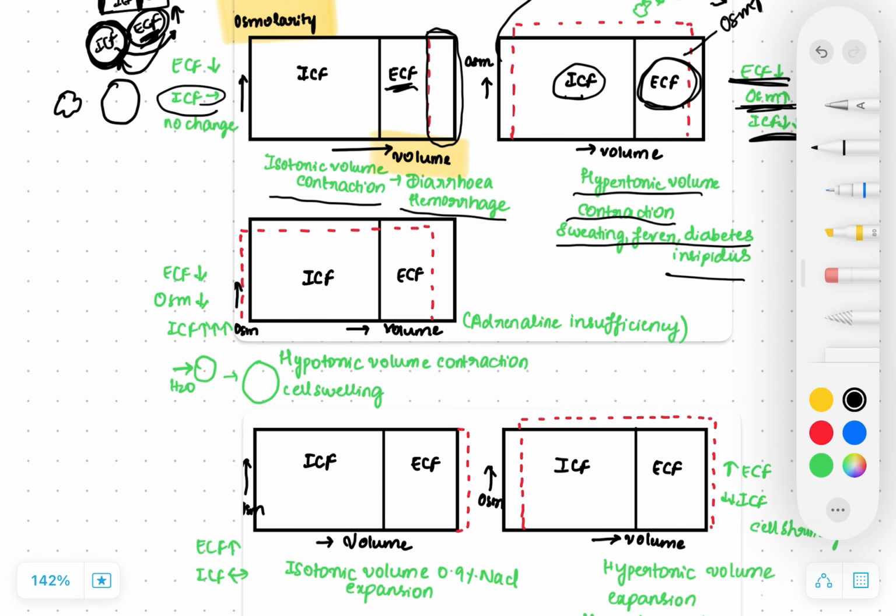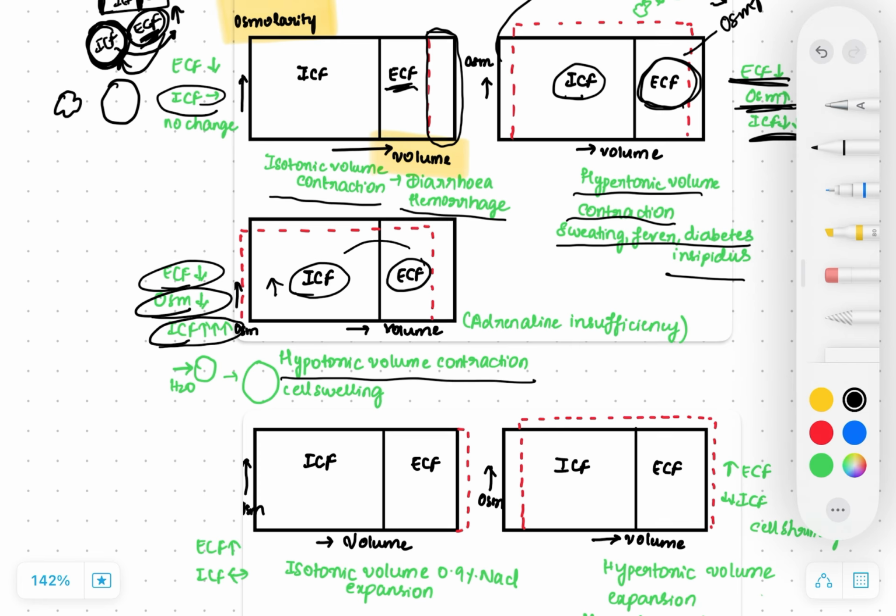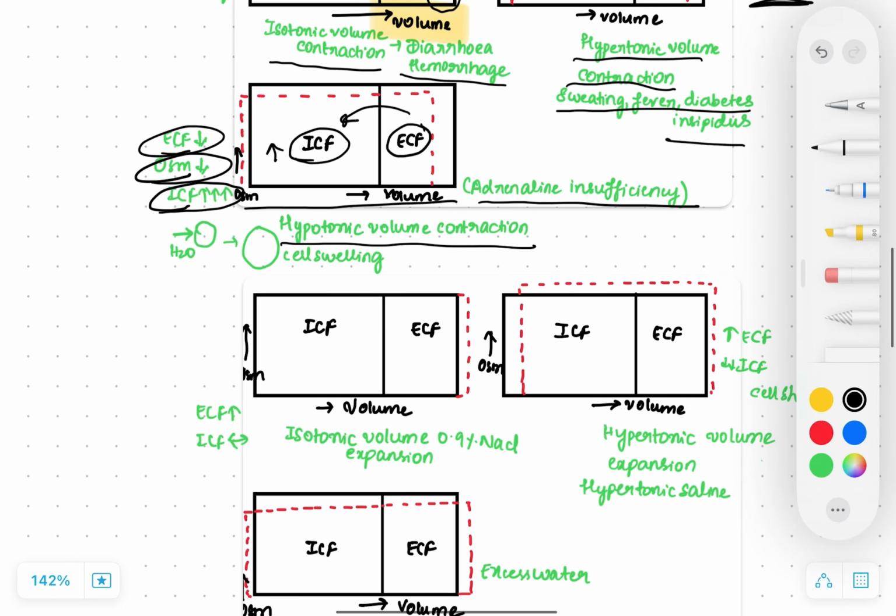Coming to the third diagram, it shows a hypotonic volume contraction, where there is more solute loss. This leads to reduction of the extracellular fluid compartment, and osmolarity is also reduced, but the intracellular fluid is increased because the concentration in the intracellular fluid becomes more compared to the extracellular fluid. That's why water moves from the extracellular to the intracellular fluid, causing an increase in the intracellular fluid compartment, which is seen in adrenal insufficiency.